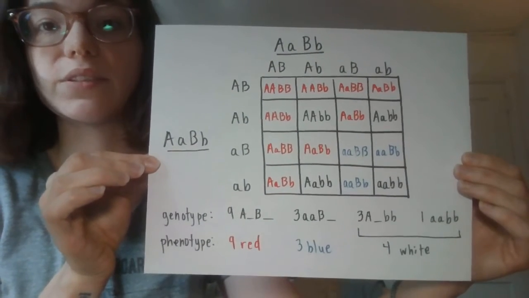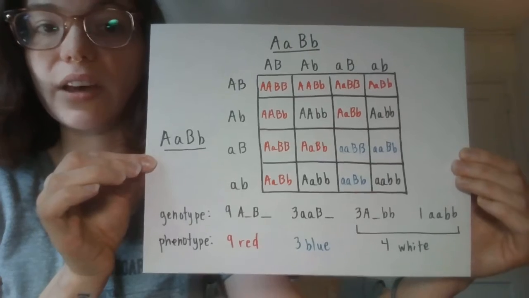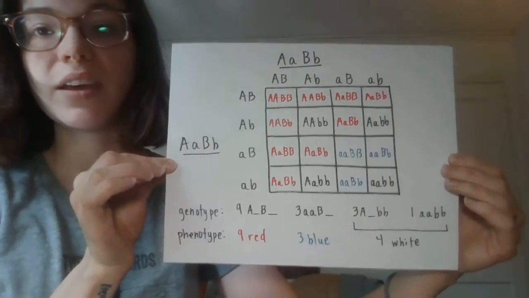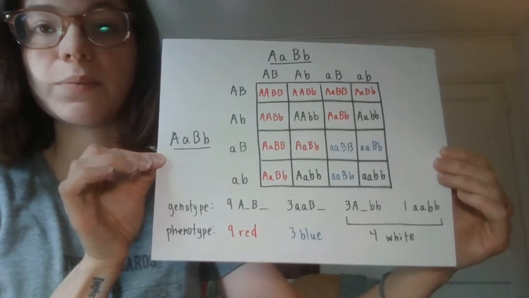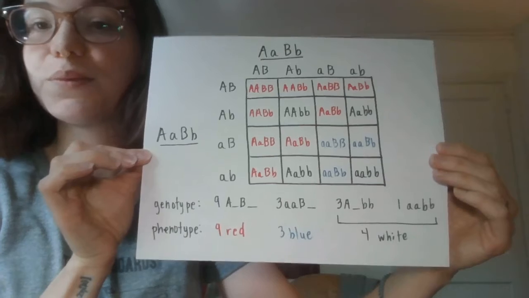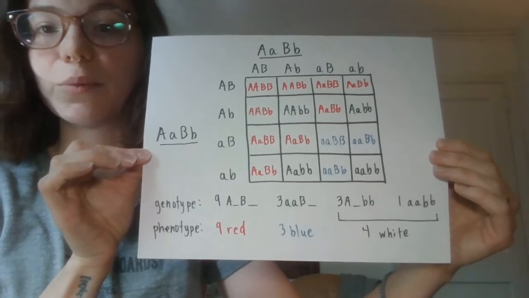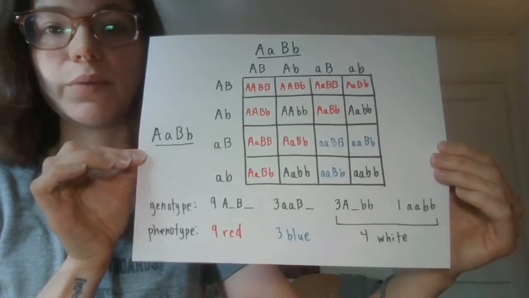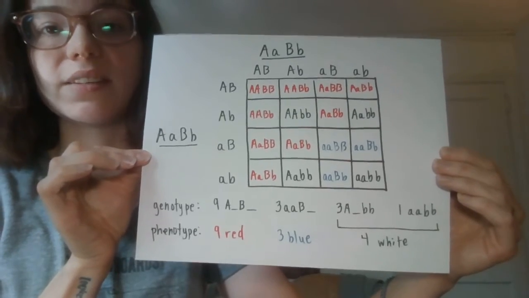However, because the presence of two little b alleles results in a white flower, not a colored one, the resulting phenotypes will not follow that pattern. Instead, we'll get the following breakdown of phenotypes: 9 will be red, 3 will be blue, 3 big A something, little b will be white, and 1 little a, little b will be white. In other words, a 9 to 3 to 4 ratio.